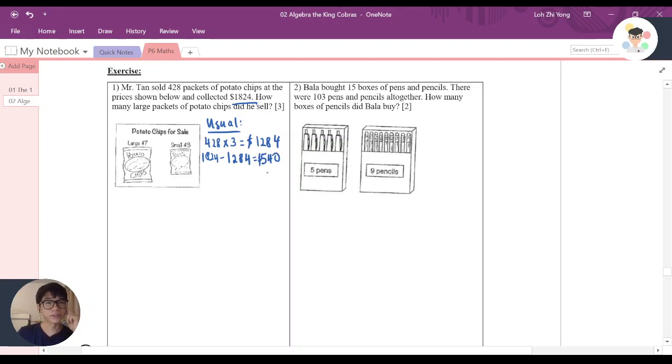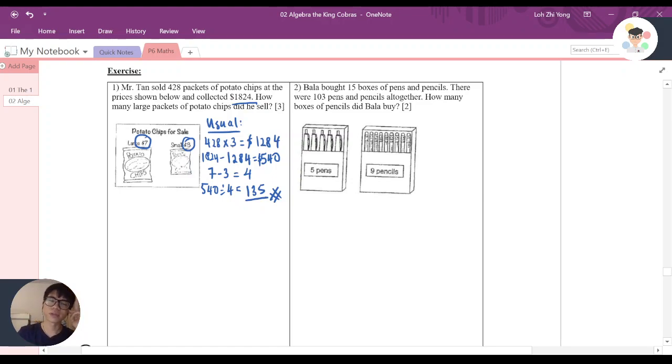But why do we have a difference of $540? Because the prices are different. The price difference is 7 minus 3, which is $4. So in order to find out how many large packets of potato chips he sold, I just need to divide 540 by 4, and that will be the number of large packets sold. So basically this is the usual way we solve this.